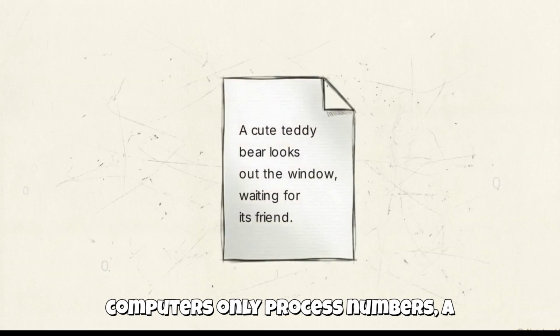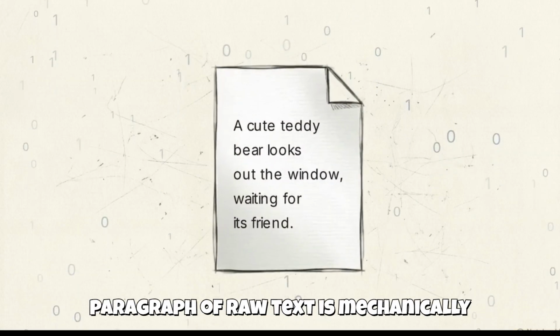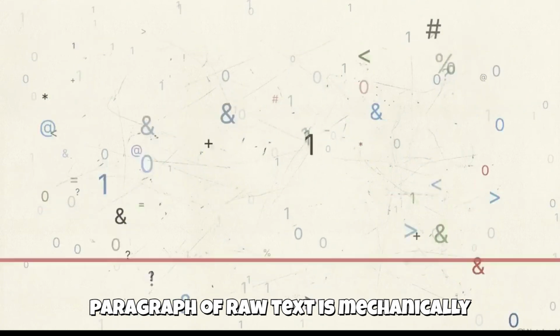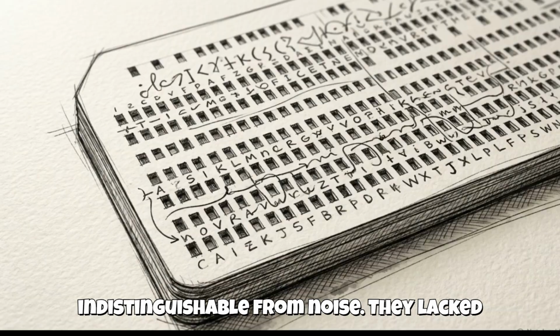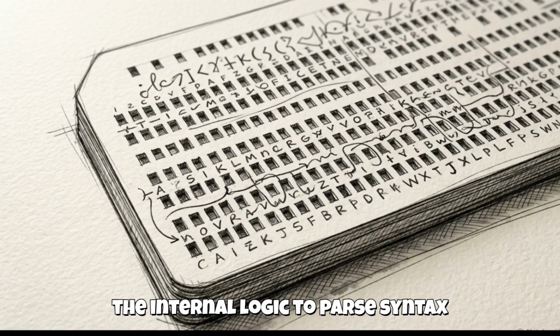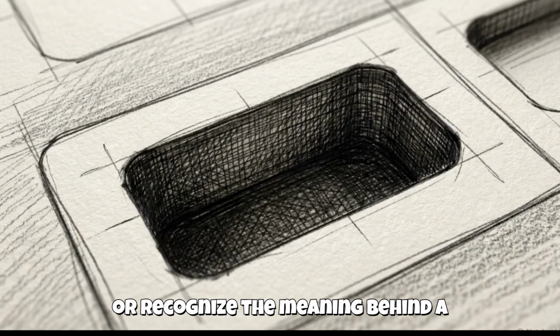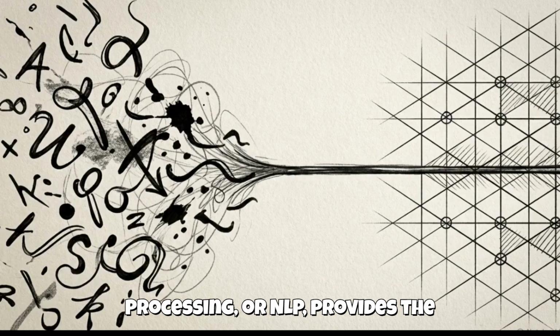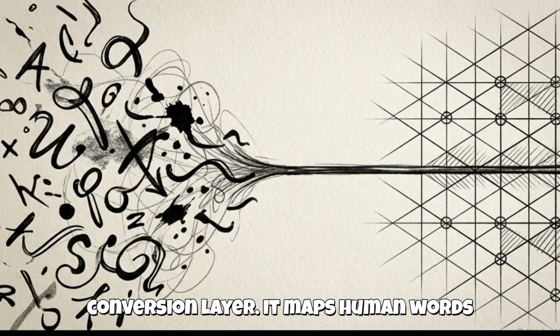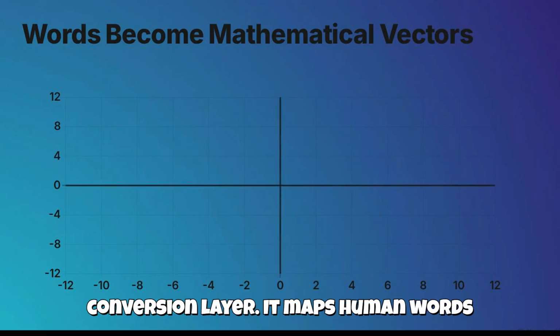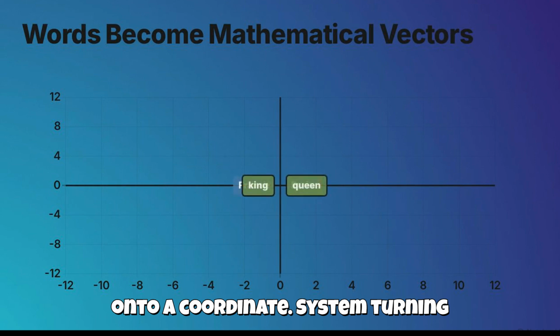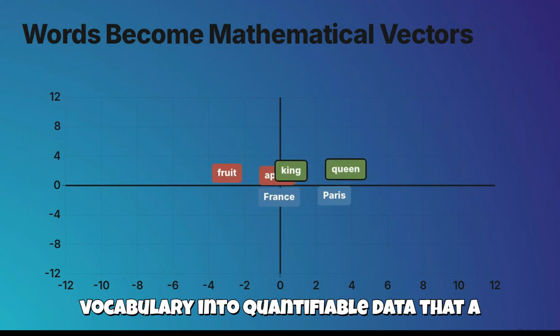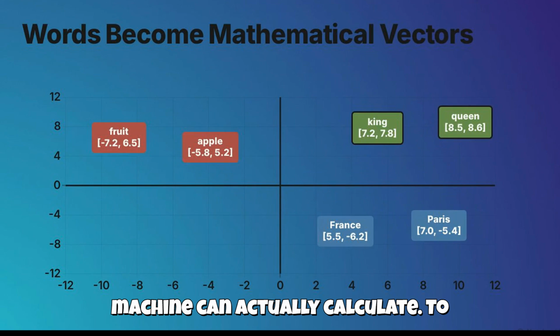Because computers only process numbers, a paragraph of raw text is mechanically indistinguishable from noise. They lacked the internal logic to parse syntax or recognize the meaning behind a string of characters. Natural language processing, or NLP, provides the conversion layer. It maps human words onto a coordinate system, turning vocabulary into quantifiable data that a machine can actually calculate.